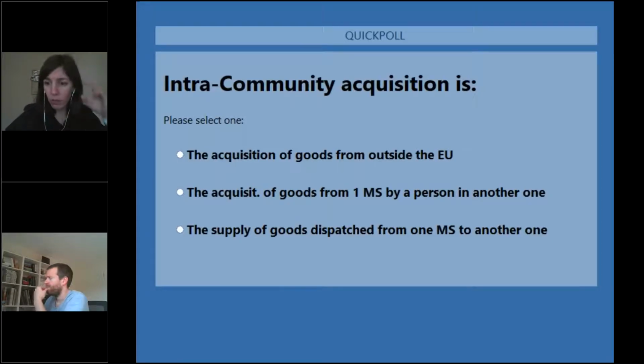And then let's go to another quick quiz to recap a little bit the different types of intracommunity transaction. So this is the definition of an intracommunity acquisition. Answer A, this is an acquisition of goods from outside the EU. B, the acquisition of goods from one member state by a person in another member state, or the supply of goods dispatched from one member state to another member state.